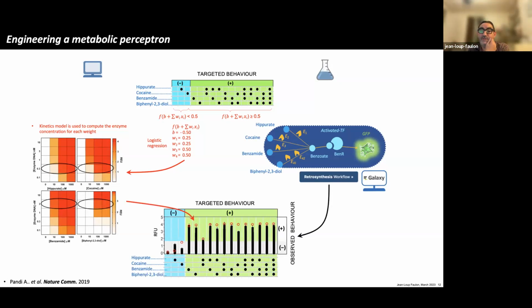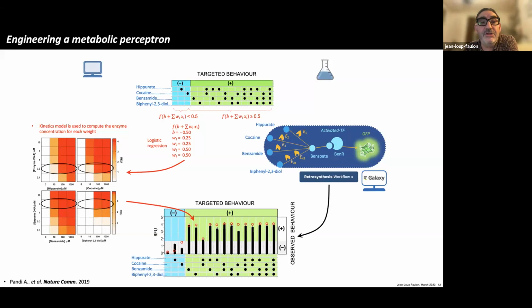And what you can see is that the observed behavior pretty much follows the targeted behavior, so what we wanted. And the red dots, red circles that you see here are actually the predictions made by the model, which are also not that far from the observed behavior.